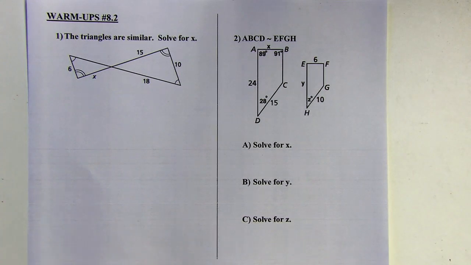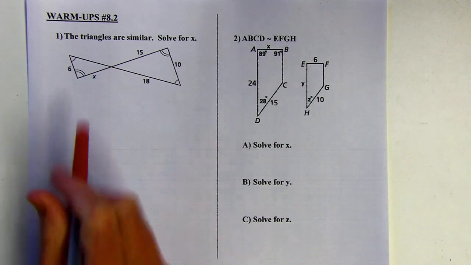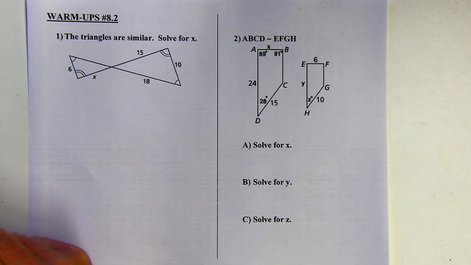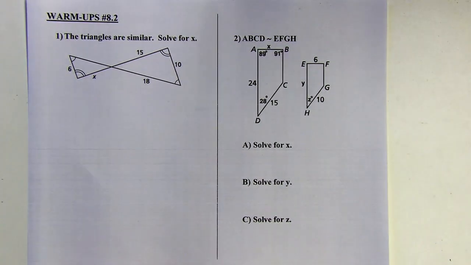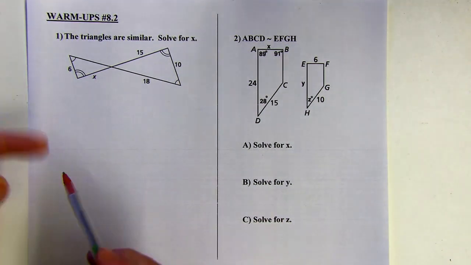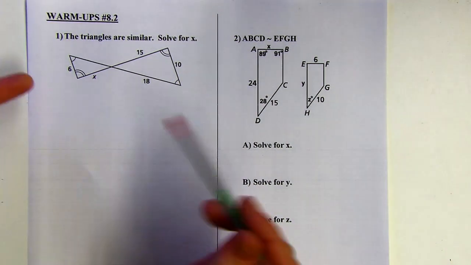Okay, here's warm-up number 8.2. Got two triangles that are similar here, and we want to solve for x. So what you want to do is write a proportion. I'm going to find two sides where I know the measure of both sides, and two corresponding sides.